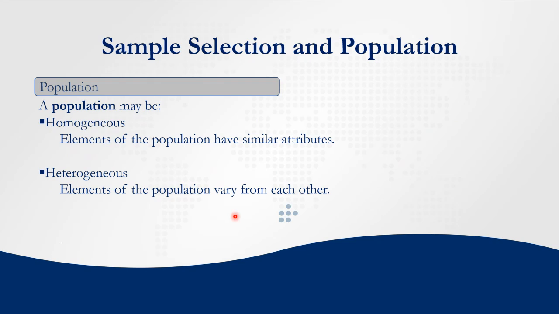One thing that maybe I want to also point out about a population, we need to also be aware of how the population influences your sampling. So it can be homogeneous, it can be heterogeneous. And when a population is homogeneous, it means that the elements, the units, have similar attributes.